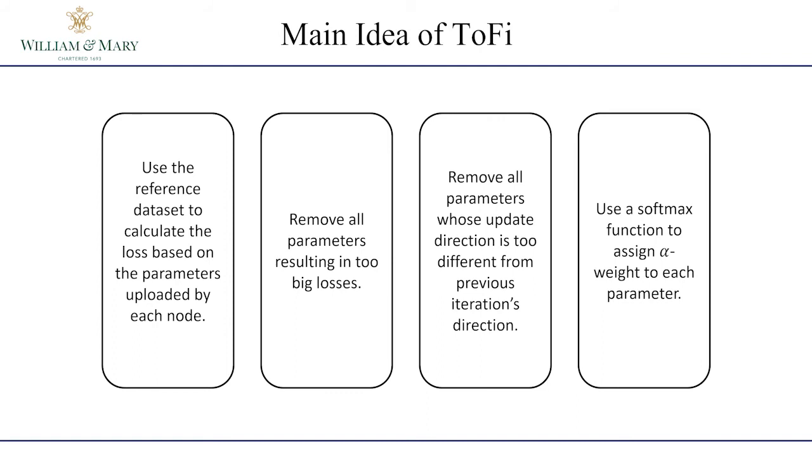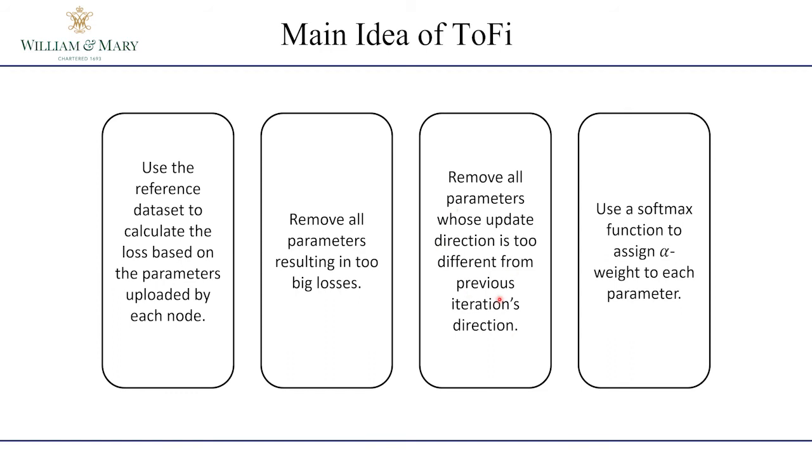Here are the main steps. First, we use the reference dataset as an examination to calculate the loss based on the model parameters uploaded by each node. Then we simply filter out those parameters which result in too big loss. Those model parameters are outliers and contribute very little to minimizing the loss.